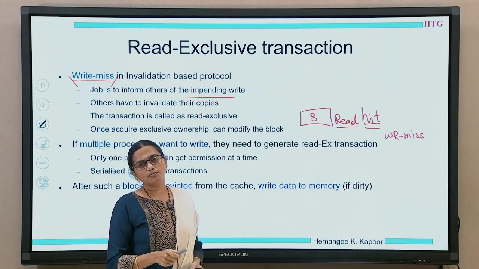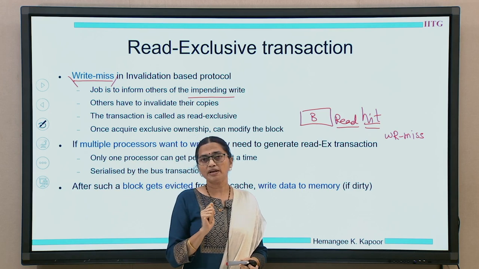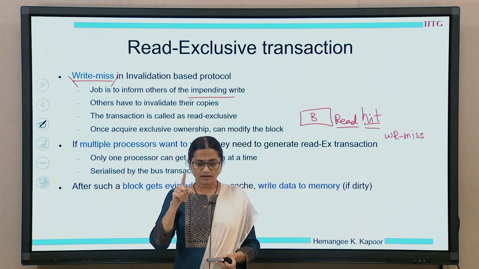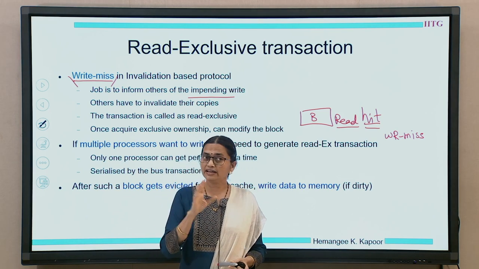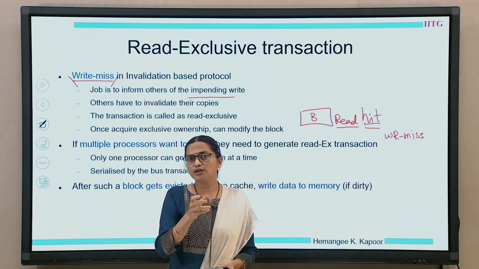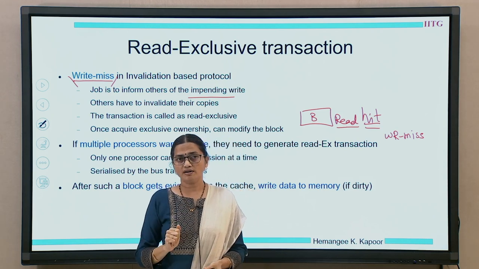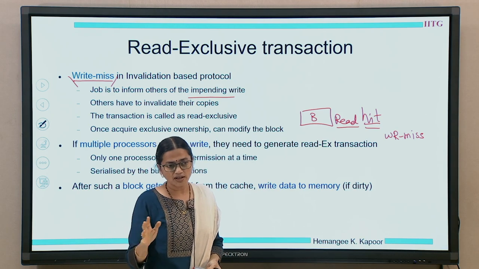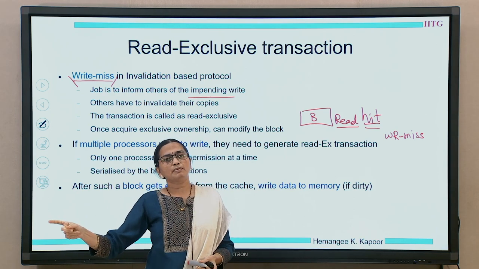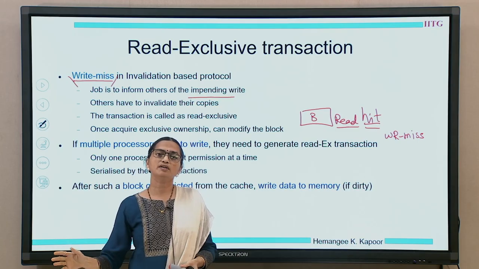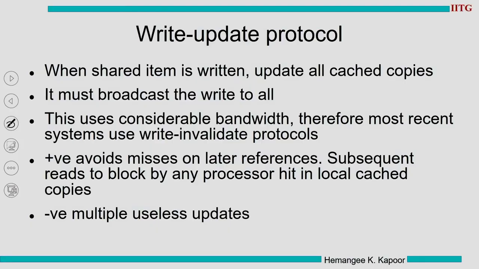Subsequent accesses to this block, who is going to give you the latest data copy? Either the one which has changed, or in case this particular cache eventually removes this block because of cache eviction, this data will be updated in the main memory and future readers will take it from the main memory. So that's write invalidation, where we remove all the copies.